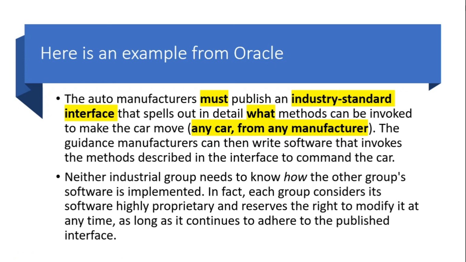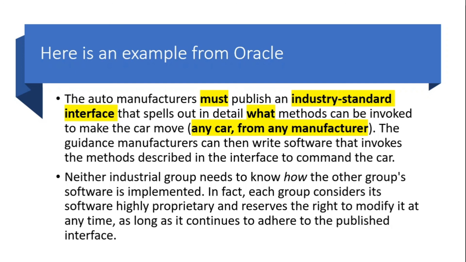So here it is. The auto manufacturer must publish an industry standard interface. And that interface basically will contain the details of what methods must be used to make that car move, any car from that manufacturer. The guidance manufacturers can then write the software that invokes those methods described by the interface, so that the car can actually work.